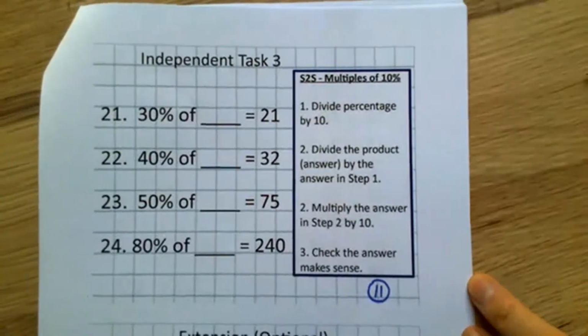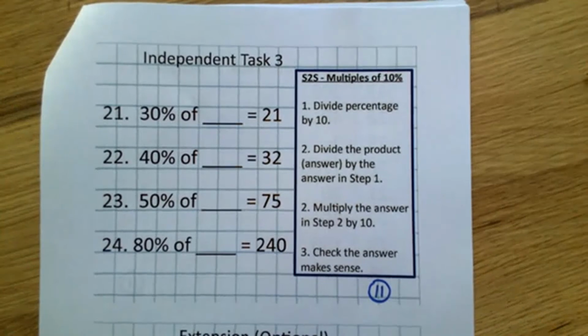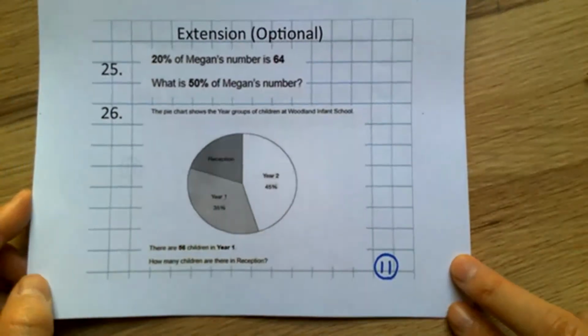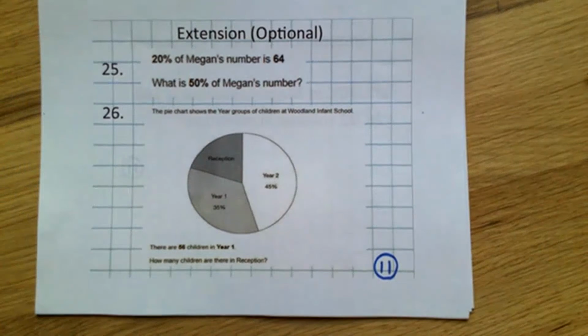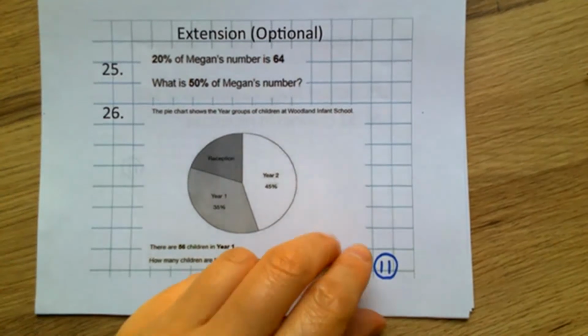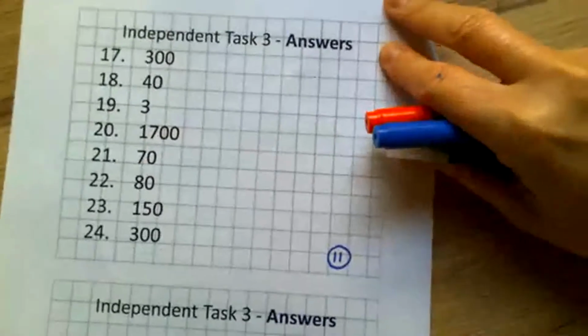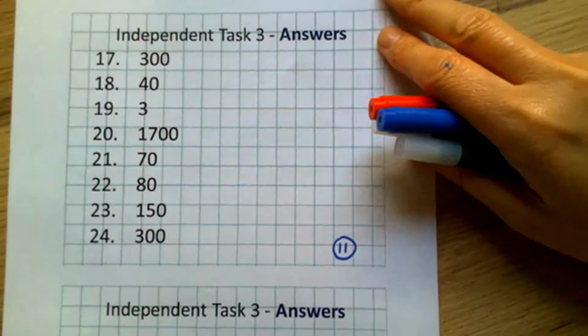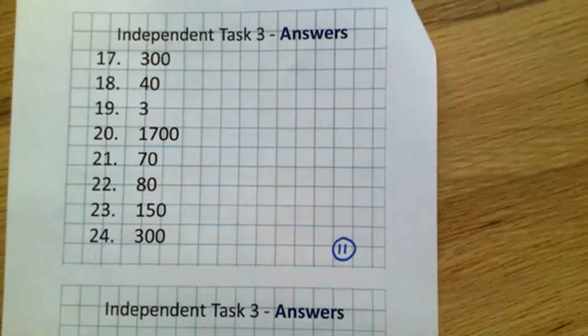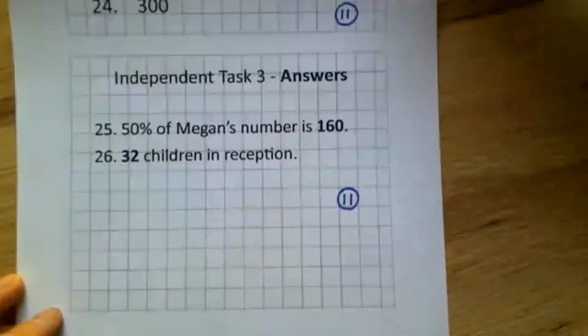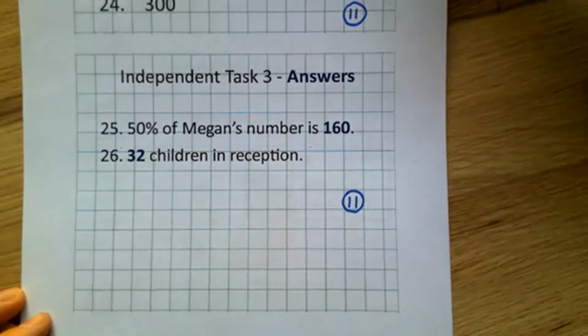Here are the next 4 questions. Unpause if you'd like to complete the extension. You go. And when you have finished, unpause for the answers. So here are the answers to the questions. Don't forget to tick or cross. And these are the answers to the extension.